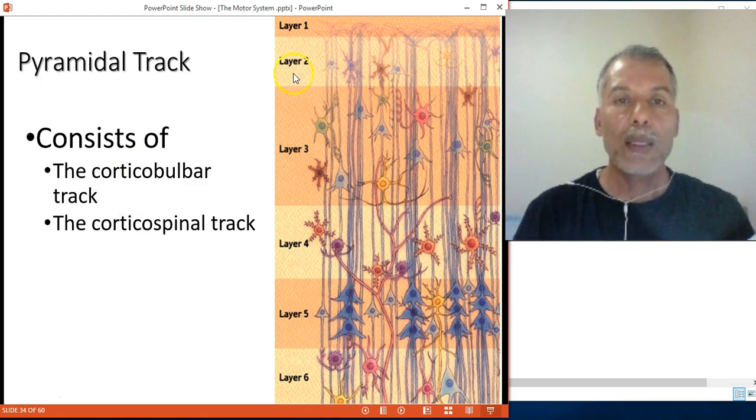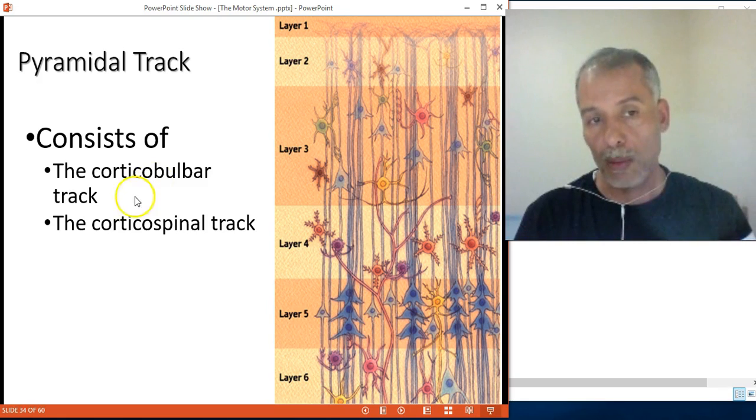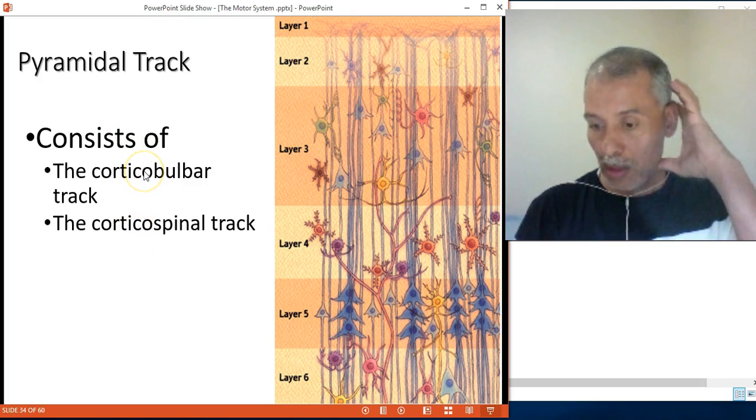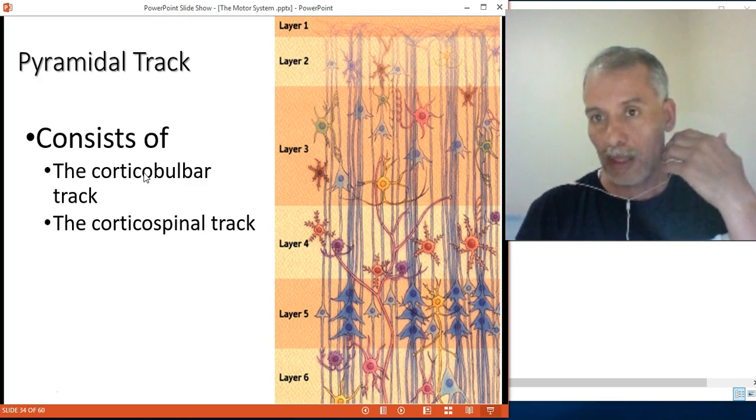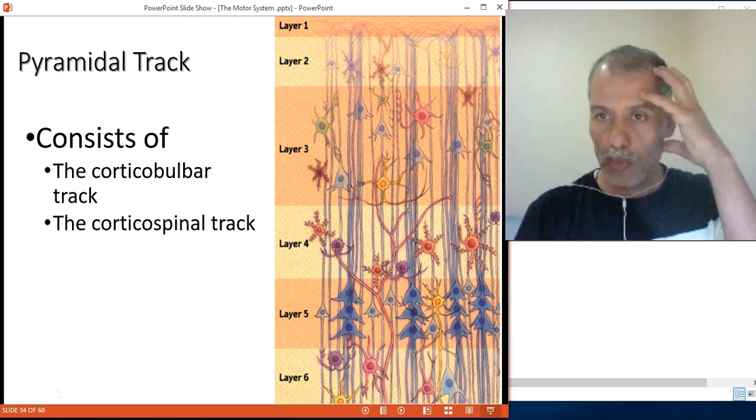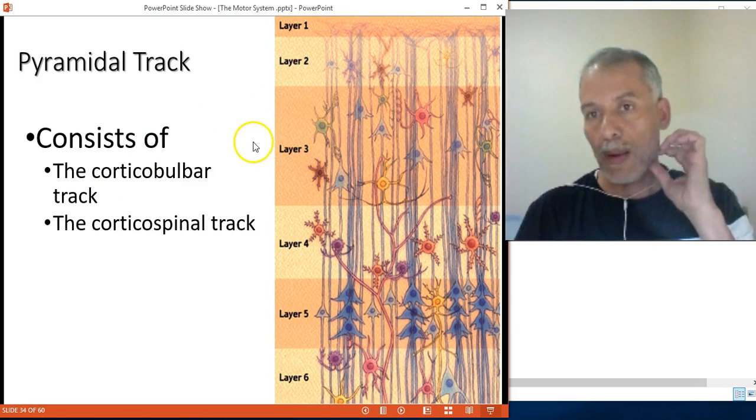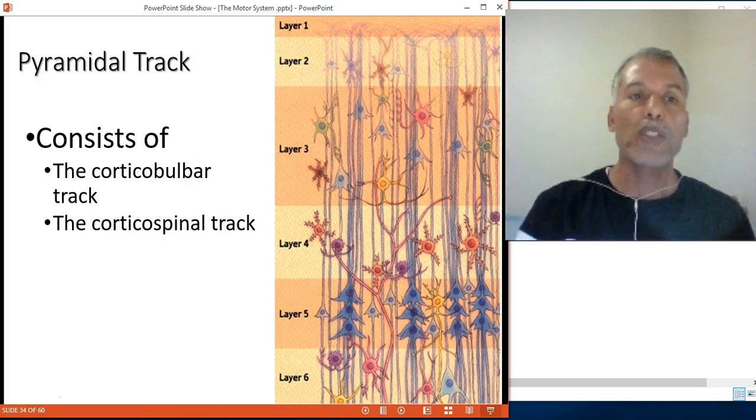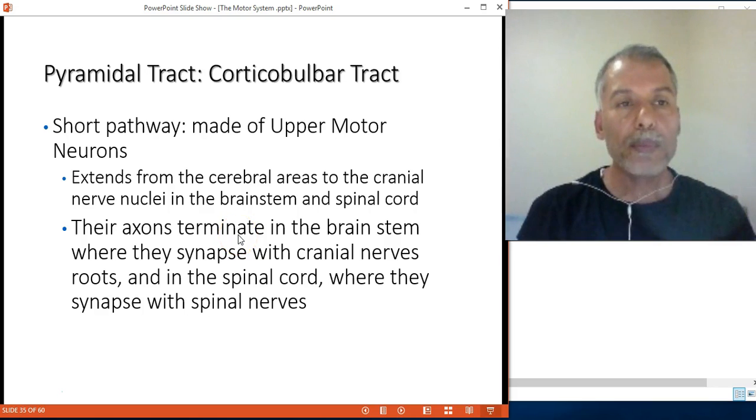And again, the entire pyramidal tract is made out of the corticobulbar tract and the corticospinal tract. Corticobulbar is mostly within the skull. It doesn't exit much, connecting the cerebral cortex with the brain stem. And the corticospinal basically goes all the way down from the spine to the rest of the body.